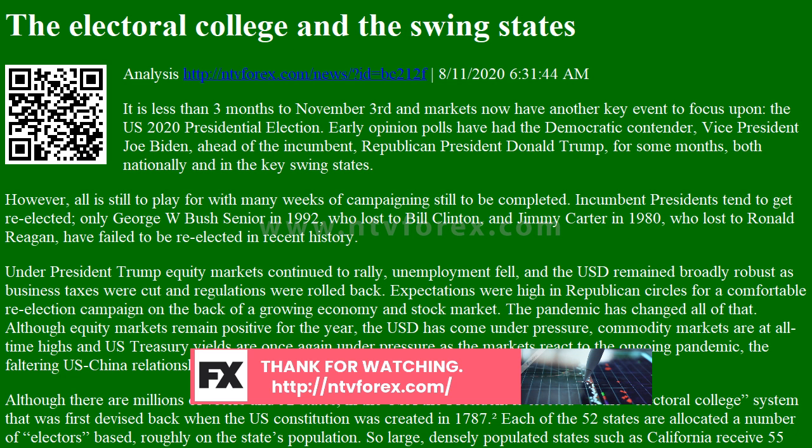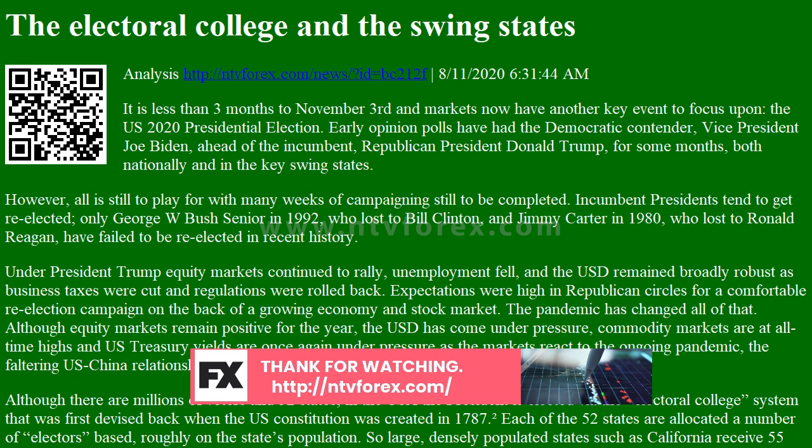Under President Trump, equity markets continued to rally, unemployment fell, and the USD remained broadly robust as business taxes were cut and regulations were rolled back. Expectations were high in Republican circles for a comfortable re-election campaign on the back of a growing economy and stock market. The pandemic has changed all of that.